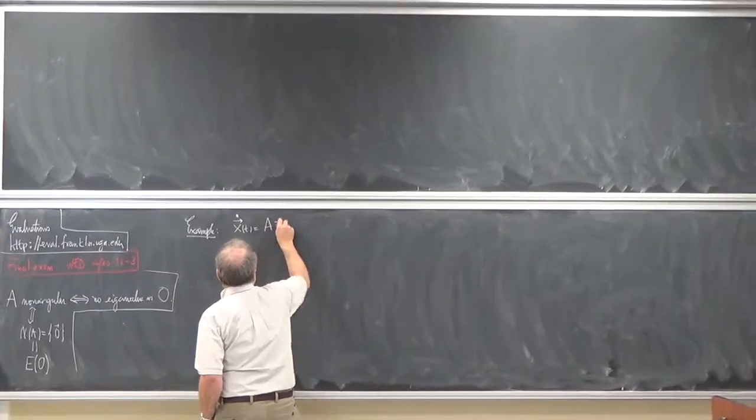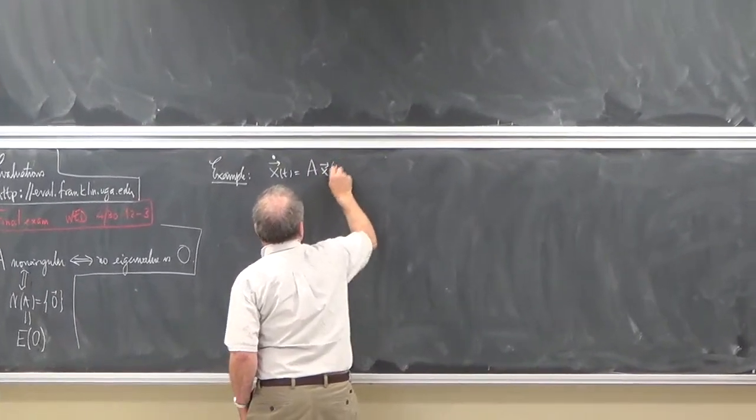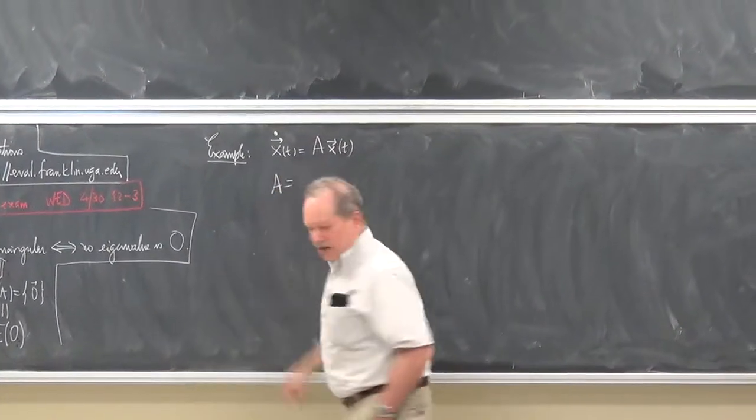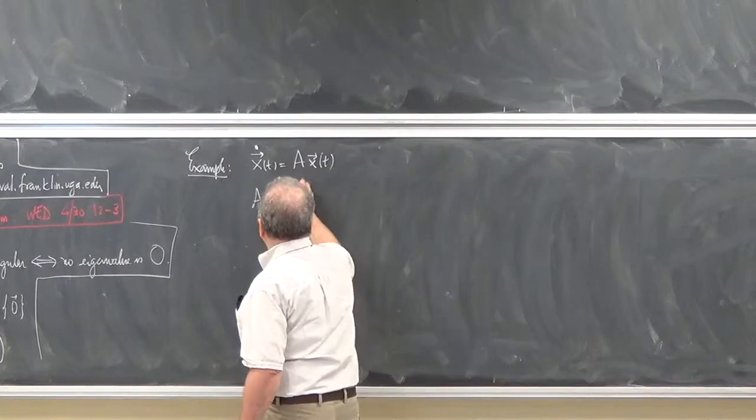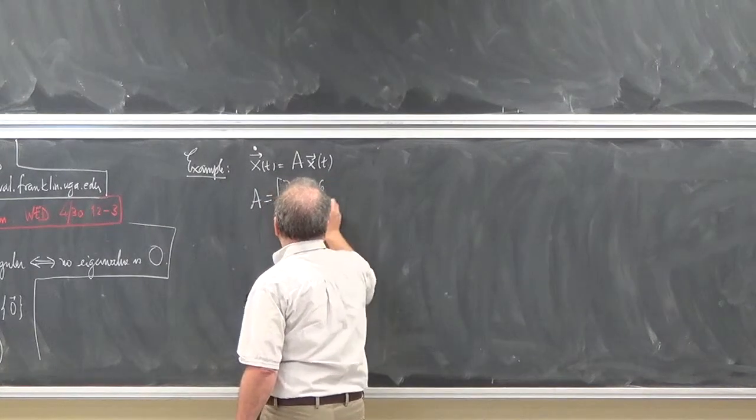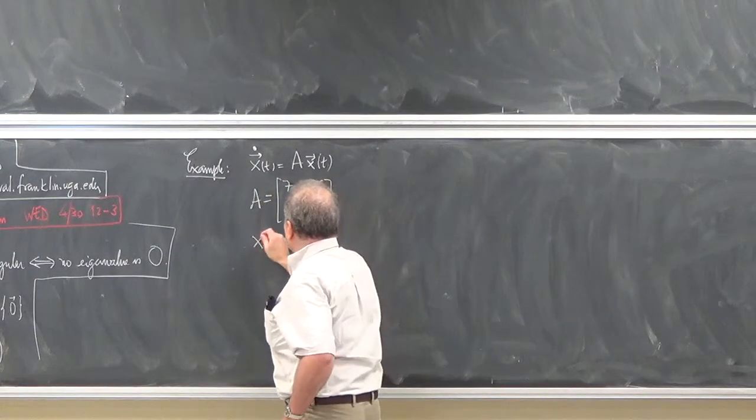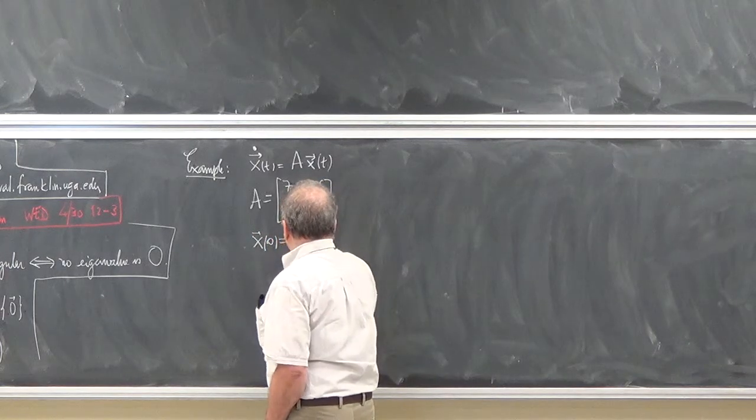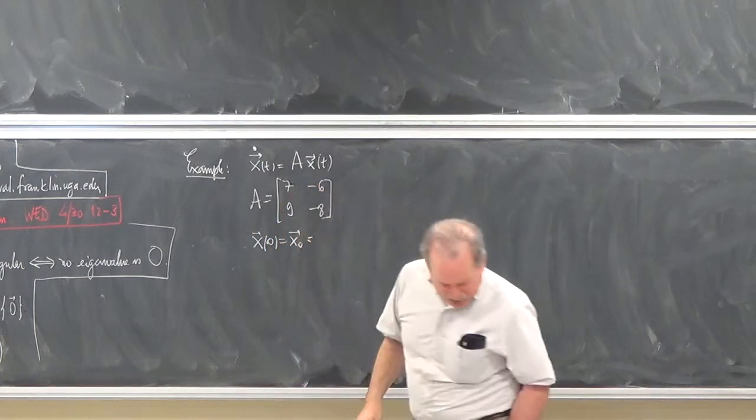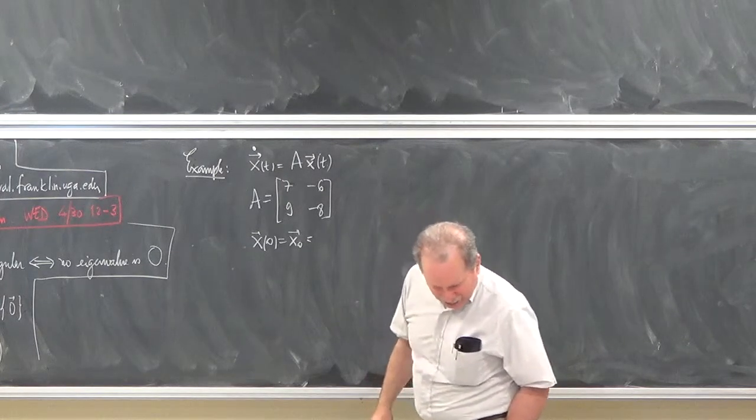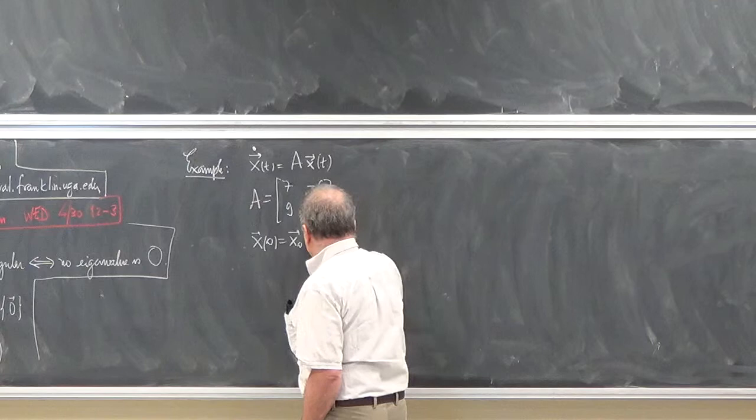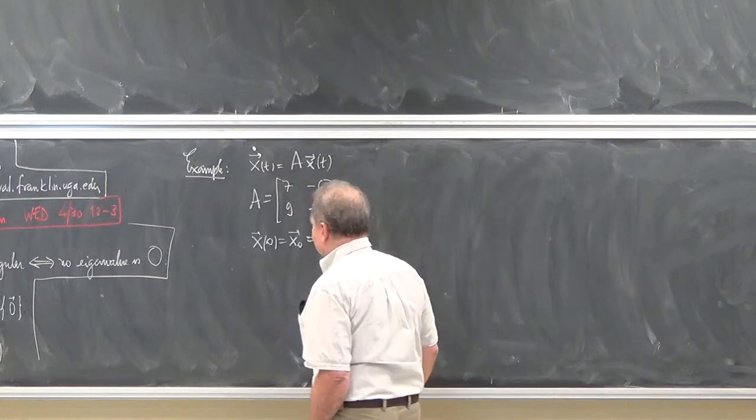x'(t) equals A times x(t), where A is the matrix 7, negative 6, 9, negative 8. And I'm given the initial condition that at time 0, we're at, oh, I don't have it in my notes. So I'll make one up.